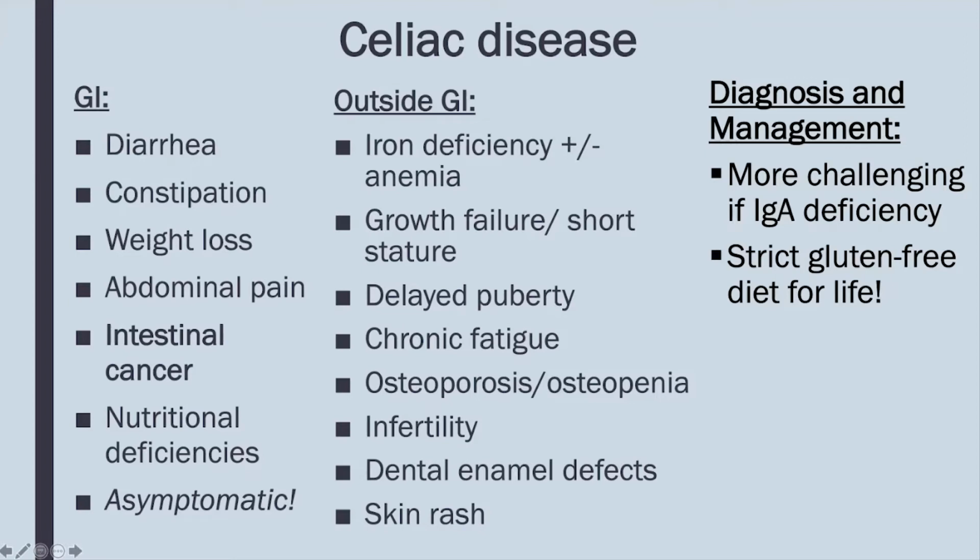And it's important to diagnose and manage this, like I said, because if it goes for a long time untreated, it does increase one's risk of intestinal cancer. The diagnosis is sometimes more challenging if a person has low immunoglobulin A or IgA, but it can still be done. And the main treatment for this as of now, although research in this field is growing exponentially, is to abide by a very strict gluten-free diet for the rest of your life.